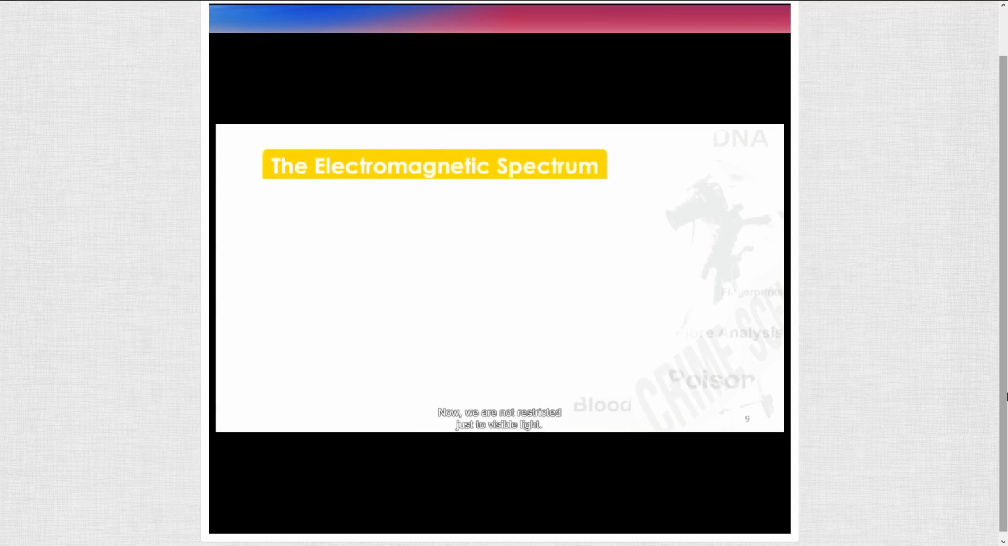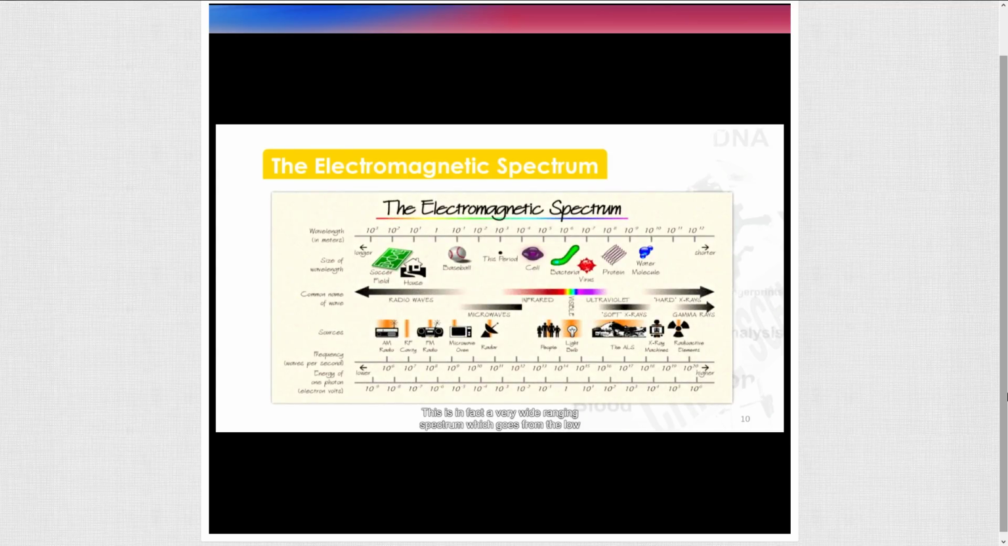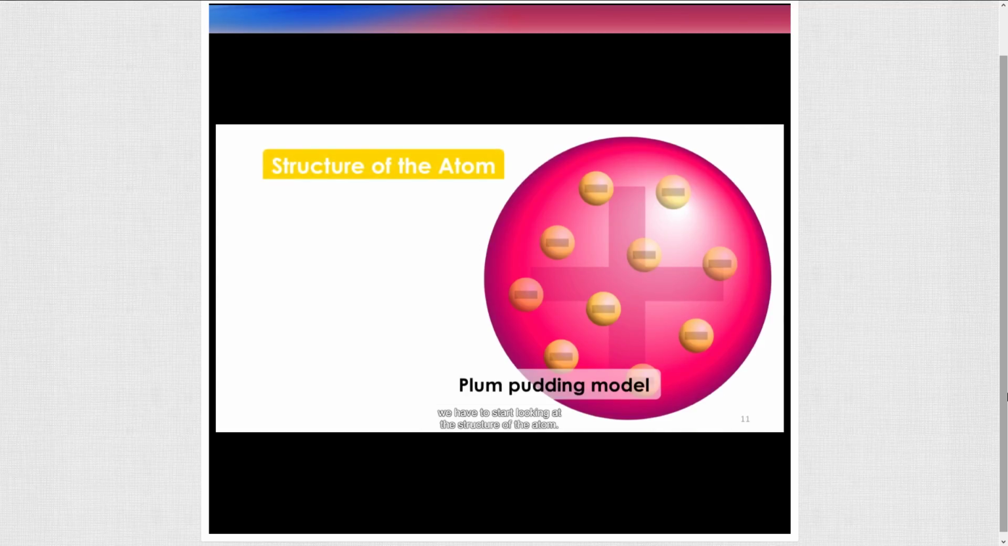Now, we are not restricted just to visible light. Light makes up just a very small portion of what we refer to as the electromagnetic spectrum. This is in fact a very wide-ranging spectrum, which goes from the low-energy radio waves through microwaves into the infrared. Then you have the very narrow band of the visible spectrum, and then out into the ultraviolet and on into X-rays and gamma rays. So while we are all familiar with rainbows and the visible spectrum of light, we can actually use almost any part of the whole electromagnetic spectrum for analytical purposes. But to understand why it's possible, we have to start looking at the structure of the atom.